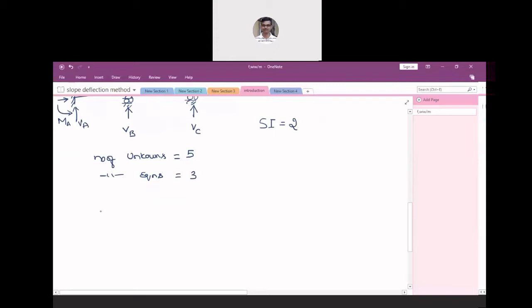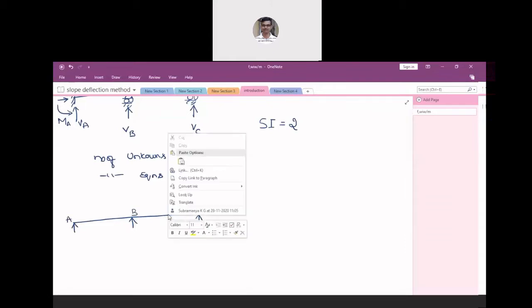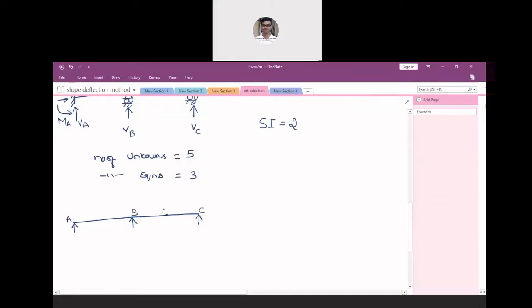Now I'll take up another example here, which is also a continuous beam. Let me consider this as a simple support, this also as a simple support, and this also as a simple support. Now I'll designate these as joints A, B, and C. Now what I'll do is insert one more joint here. I will call it joint D, which is an internal hinge.